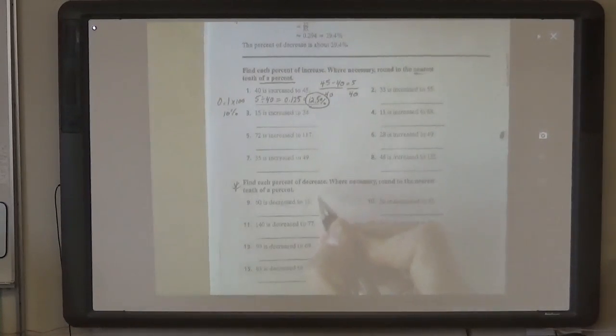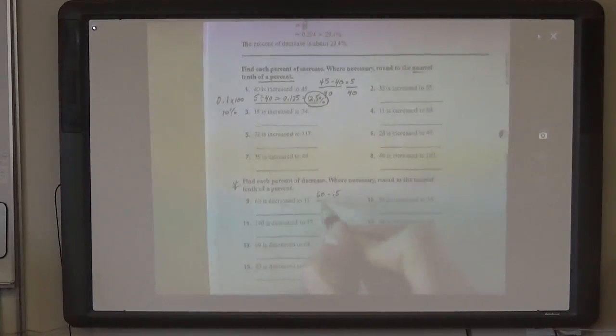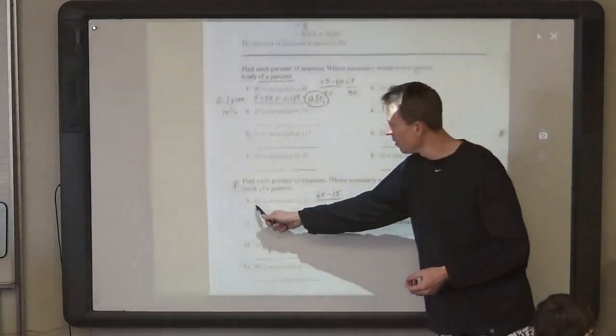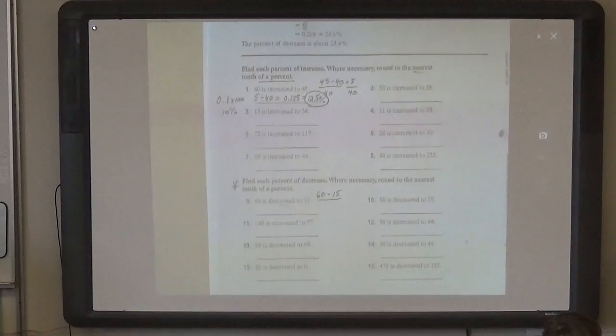So, in number 9, we start with 60 this time, because that's the greater absolute value. 60 minus 15, to find the difference. And then divide it by which one? We divide it by 15 or by 60? 60. Why? That's the original amount.